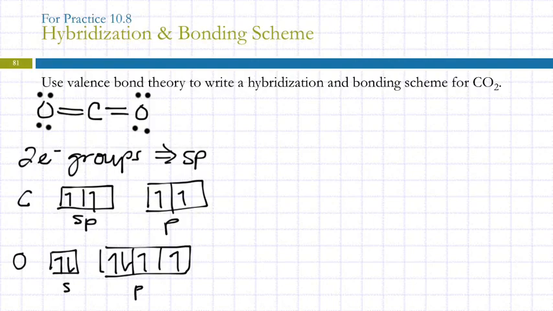So we're going to get overlap of one of the sp orbitals with a p orbital on one oxygen. And then this one is going to go to the other oxygen. There's another one. And then this p orbital is going to make a pi bond with the other p orbital on this oxygen, and this is going to make a pi bond with the other p orbital on the other oxygen. I didn't draw the second oxygen.